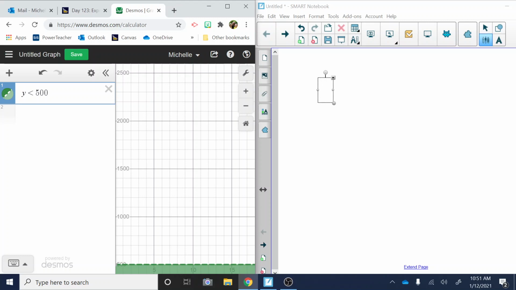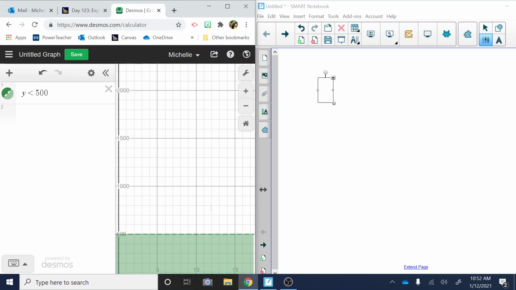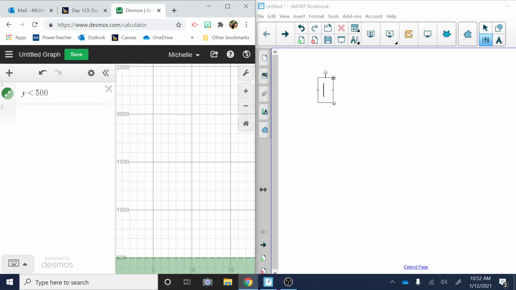I don't think I want it to be green. Let's see, what color should we make that? How do I change colors again? Okay, we're just going to let it be green. I don't want it to go down in the green zone there because that would be bad. That would not be enough medicine to do any good.